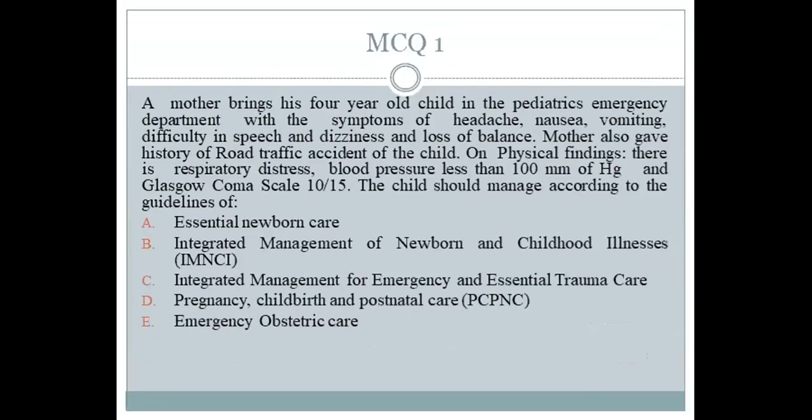Now come to MCQs. A mother brings her 4-year-old child to the pediatric emergency department with the symptoms of headache, nausea, vomiting, and difficulty in speech and loss of balance. Mother also gave a history of road traffic accident. On physical examination, there is respiratory distress, blood pressure less than 100 millimeters of mercury, and Glasgow coma scale 10 out of 15. The child should be managed according to guidelines of IMNCI, integrated emergency, pregnancy, childhood, postnatal care, or emergency obstetric care.